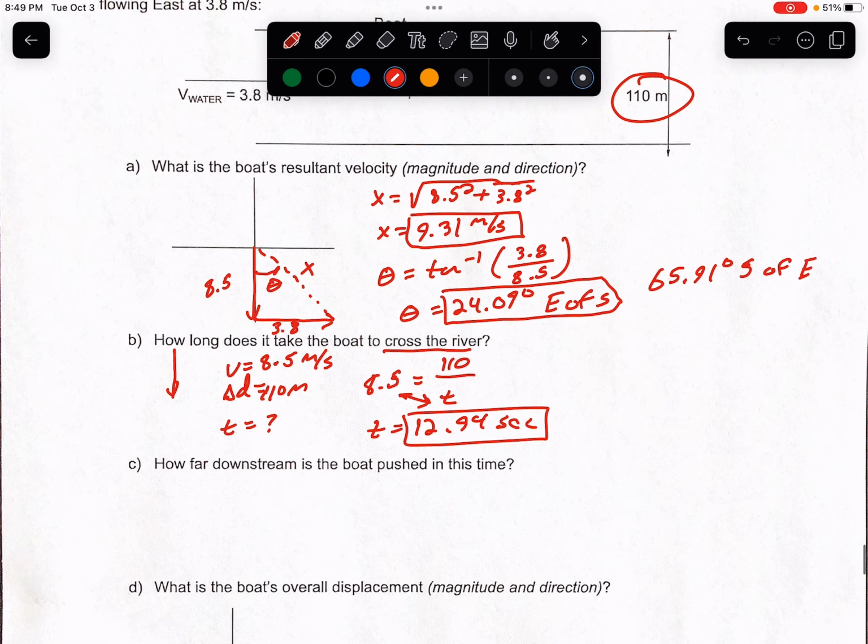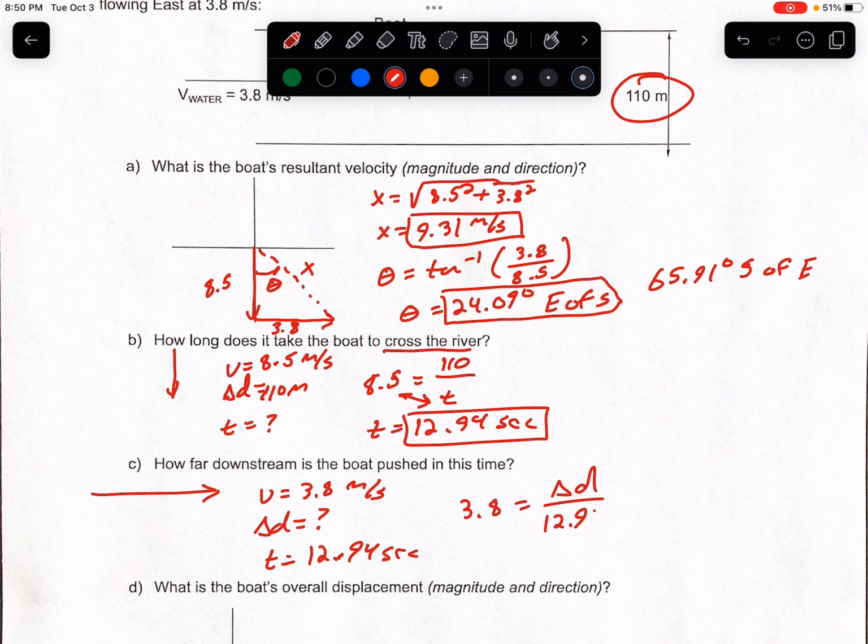Okay, moving on, part C, how far downstream is the push? So I'm talking about going downstream. Okay, so we're going to use the velocity that's going downstream. That is the river, so 3.8 meters per second. Okay, displacement, that's what it's asking for. When I say how far, you're looking for the distance. Time, since I found time up here, I can use 12.94 again. So V equals D over T, so 3.8 equals D over 12.94. So multiply both sides by 12.94, and you're going to get 49.17 meters downstream.